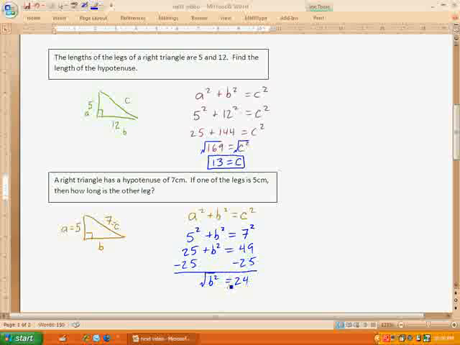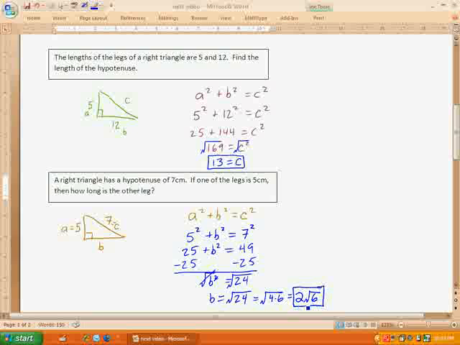I will take the square root of both sides because the square root and the squared will cancel each other out because they're inverses. So b equals the square root of 24. Now here's the hitch. If you end up with a radical, you should always simplify it. Okay? Now I know that 24 is equal to 4 times 6, right? Now the square root of 4 is 2, and then the square root of 6 will be left inside. And so that will be my final answer.